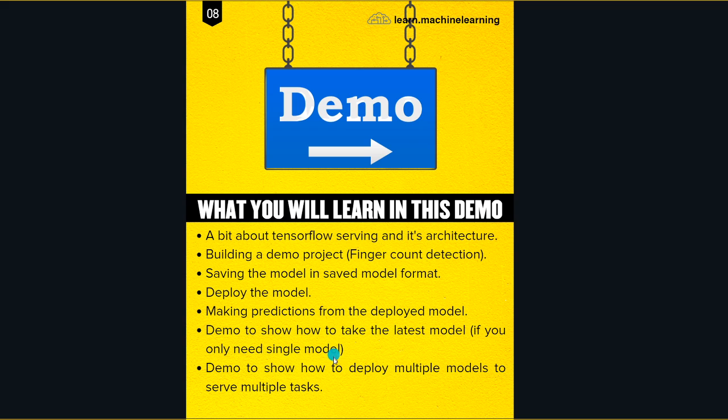And we'll be seeing two use cases here. Those are how to take the latest model when you have a single model, or when you have multiple versions of the same model, how to take the latest one. And we'll also be seeing how to deploy multiple models to serve multiple tasks. So this is what we'll be looking at in today's demo. So let's see how to do that.